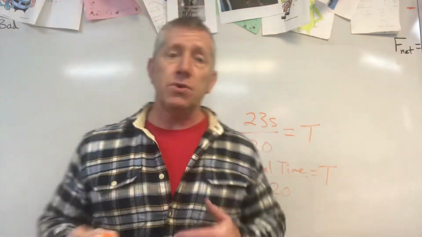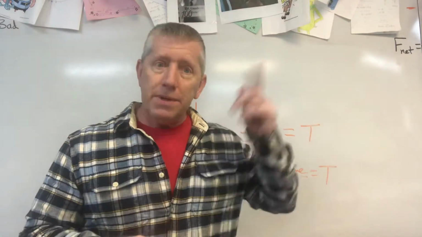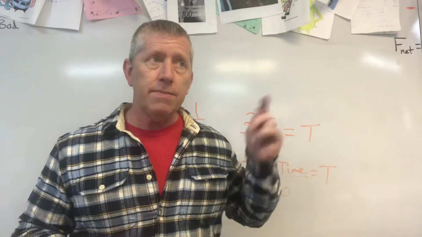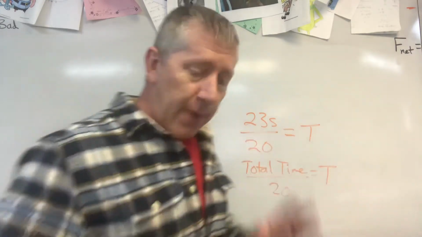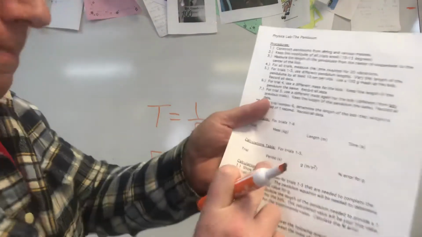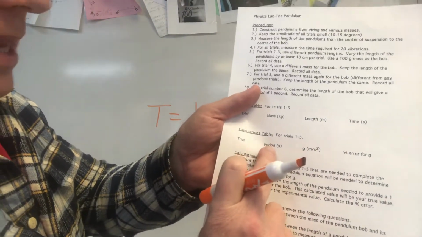Now I say 5 trials because we did 6, right? Well, yeah, we did 6. What about that one? That one we knew the time, so we weren't trying to do a time. Okay, I'll get to that in a second. Let's do 1 through 5. So trials 1 through 5, so time period. So take your total time per trial divided by 20, and you get that value.